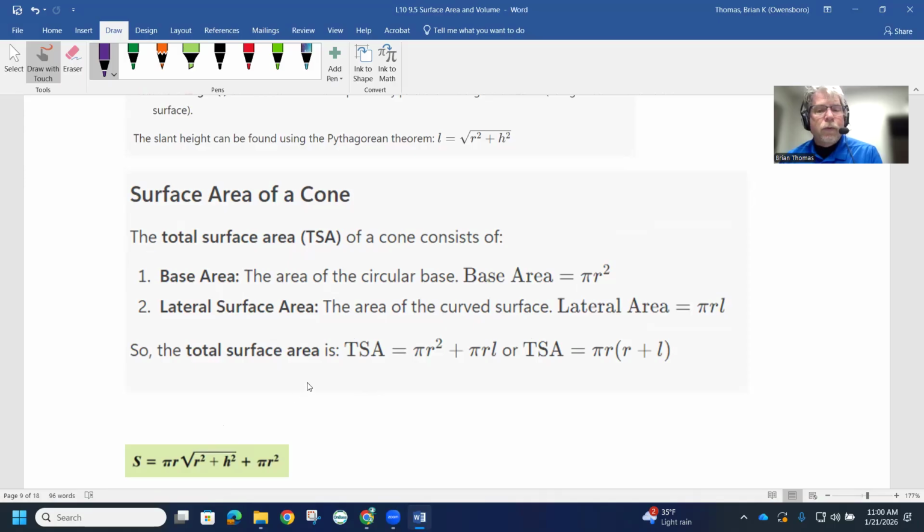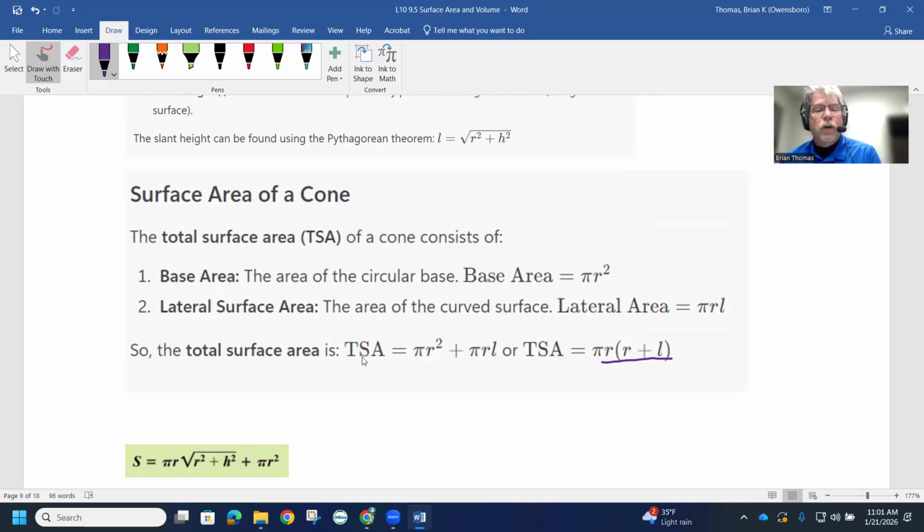So we may have to replace L with the square root of r squared plus h squared. Notice how the surface area is pi r times the square root of r squared plus h squared, plus this pi r squared. They actually did a little bit of factoring here too. This one would only be used if I knew what the slant height was. So there's actually three formulas: this one, and this one.